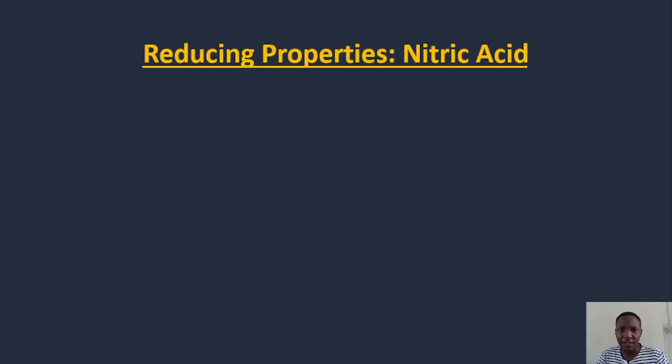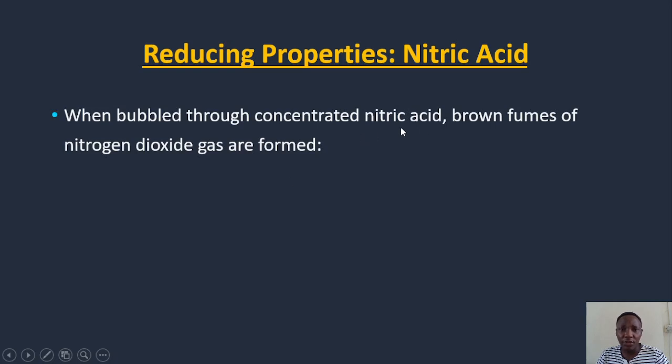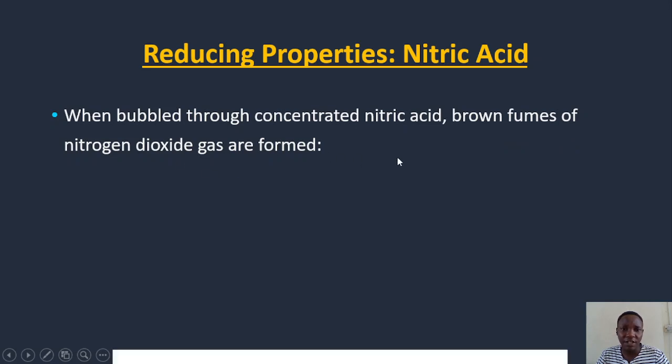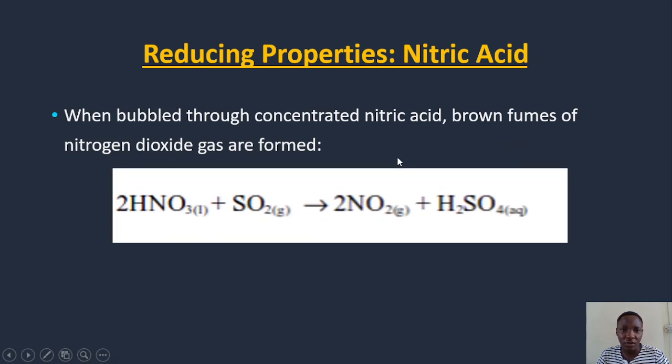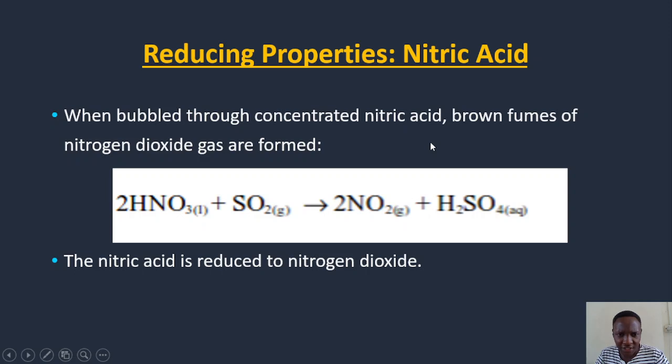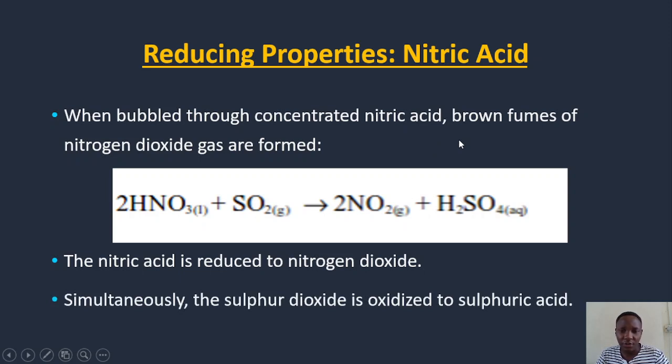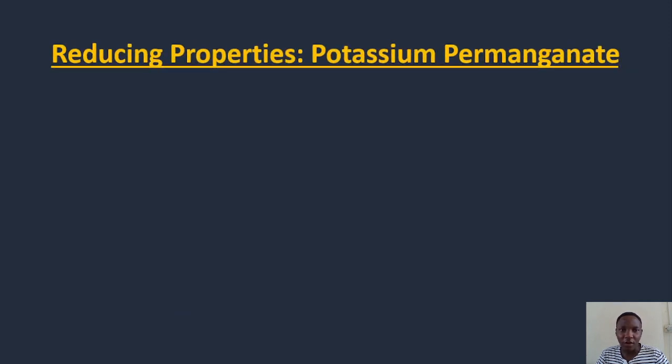Moving on, let's see the other reducing property, with nitric acid. When sulfur dioxide is bubbled through concentrated nitric acid, brown fumes of nitrogen dioxide gas are formed, as you can see in the reaction. The nitric acid is reduced to nitrogen dioxide. Simultaneously, the sulfur dioxide is oxidized to sulfuric acid. That's all about that.